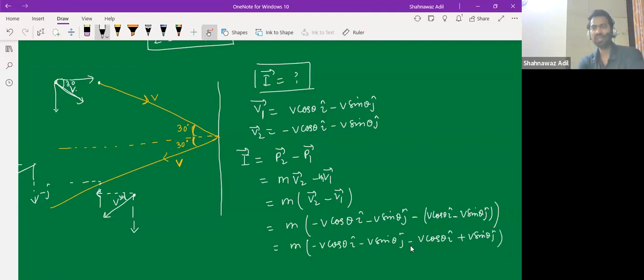So which part is getting cancelled? Can you guys tell? Sir, sine theta. Sine theta, right? Absolutely right. So sine theta is getting cancelled.